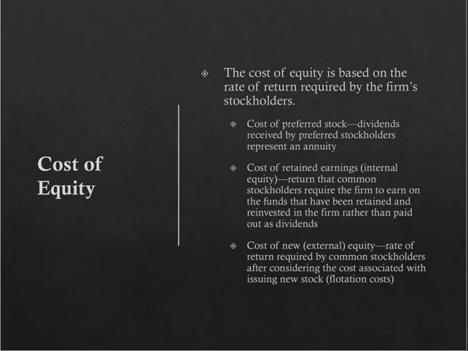The cost of equity is based upon a required rate of return by the firm's stockholders. So the cost of preferred stock is the dividends received by the preferred stockholders. It represents an annuity, and there's going to be an imputed rate of return associated with that. There's a cost of retained earnings, which is the return that common stockholders require for the firm to earn on the funds that have been retained and reinvested in the firm rather than paid out as dividends. And then there's cost of external equity, which is a rate of return required by common stockholders, including flotation costs if they're going to go out and get new money invested in the firm.